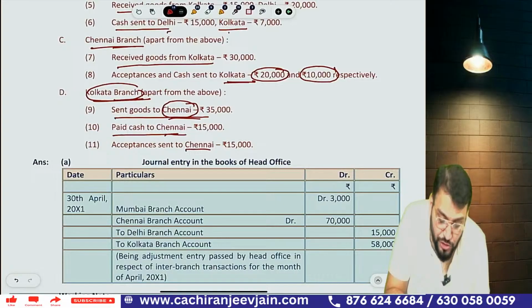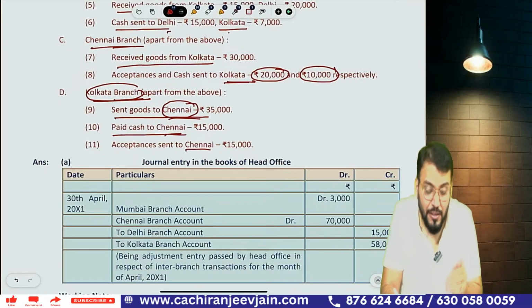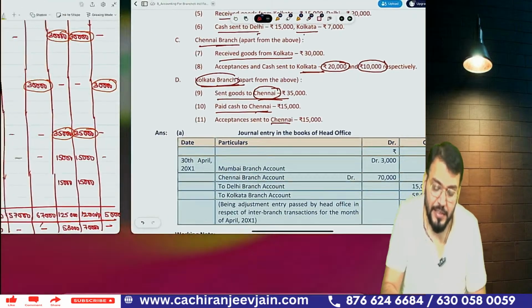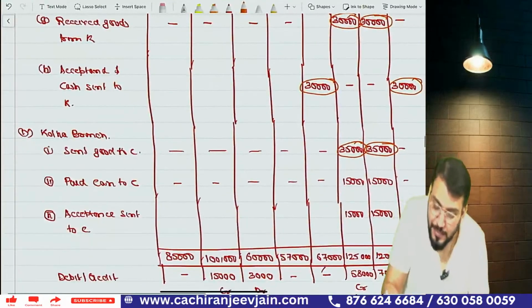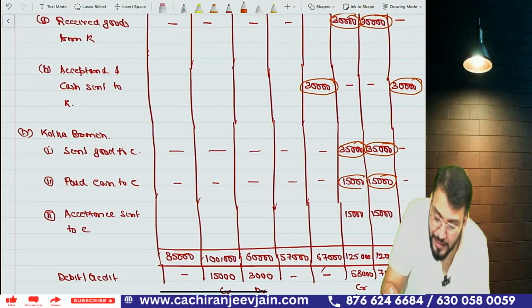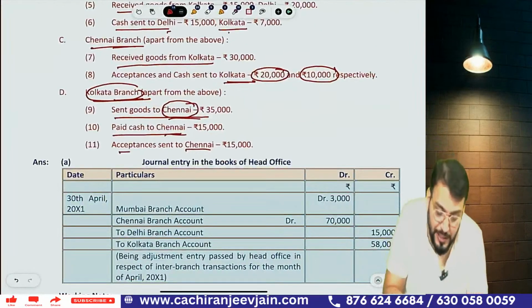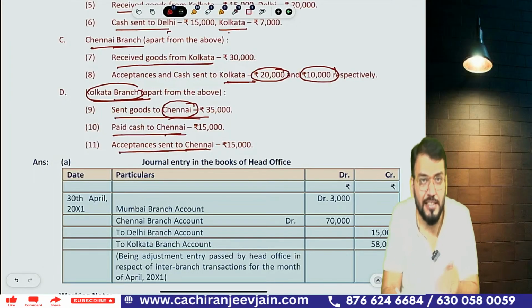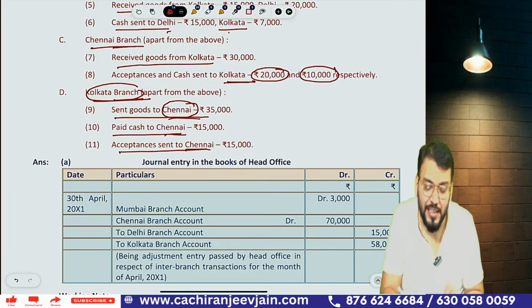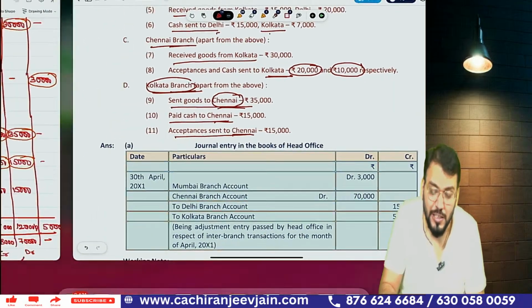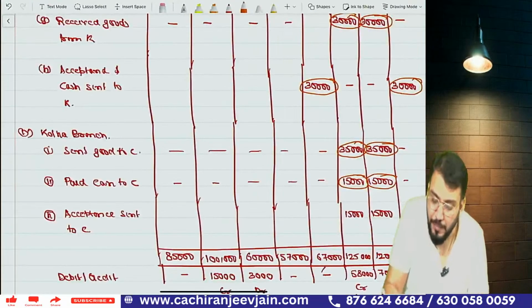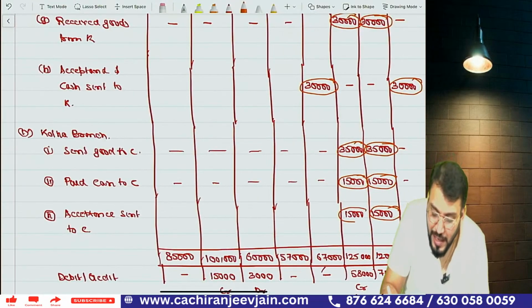Next point is what? Kolkata paid cash to Chennai. So Chennai is receiving and Kolkata is sending. Once again, Chennai will be debited and Kolkata will be credited. You can see what I have done. Last transaction, what they have given? The acceptance sent to Chennai. Once again, Chennai is receiving and Kolkata is sending. Chennai will be debited and Kolkata has been credited.